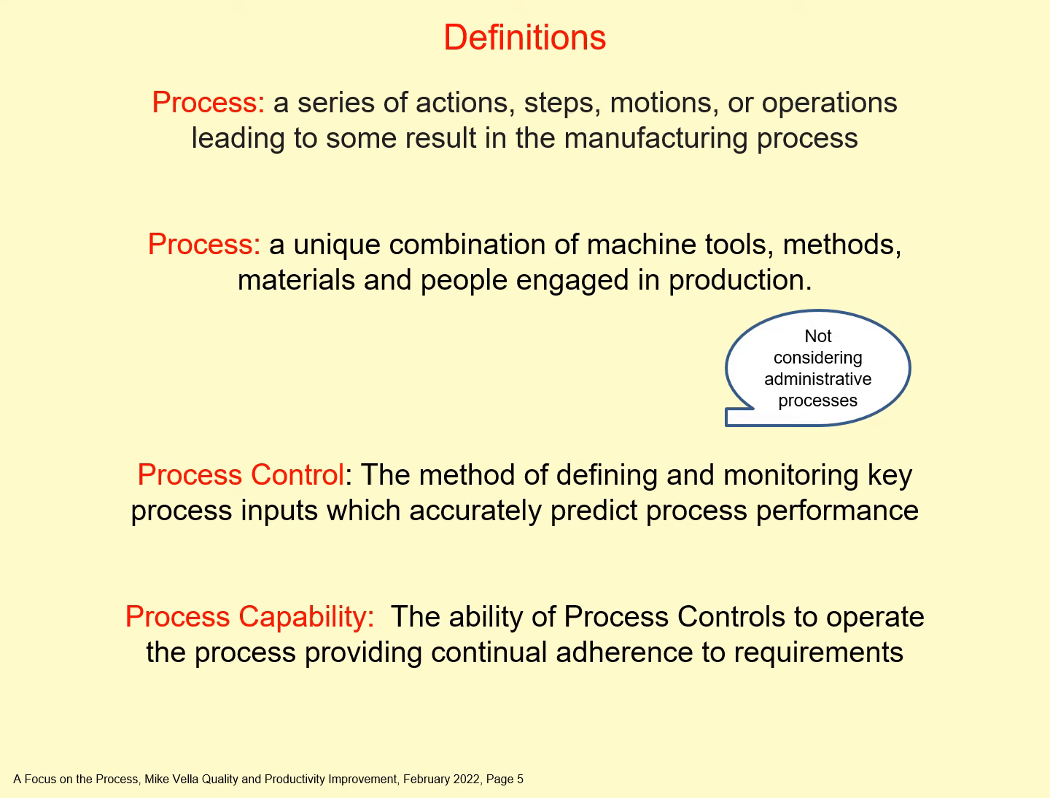Some more definitions. Process control and process capability. So process control is the method of defining and monitoring those key process inputs which accurately predict process performance. And process capability is the ability of those process controls to operate the process, providing a continual adherence to requirements.